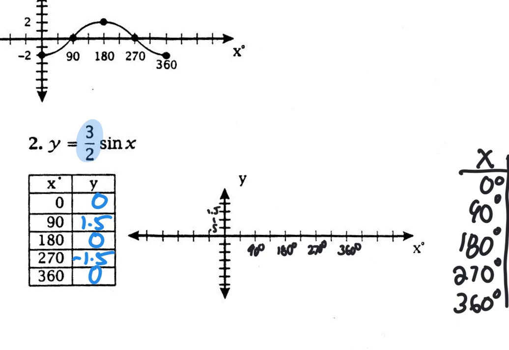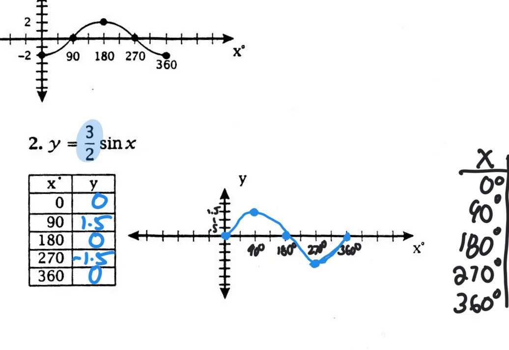So my first point is on the origin there, 0, 0. At 90, it says come up to 1.5. At 180, we come back down to 0. At 270, we drop to negative 1.5. And then at 360, we're at 0. Connect those dots with a nice sine curve. Looks like I missed at the end there. Shimmy this guy over a little bit. There we go. That's a little more even. So you connect your dots with a nice little sine curve there.